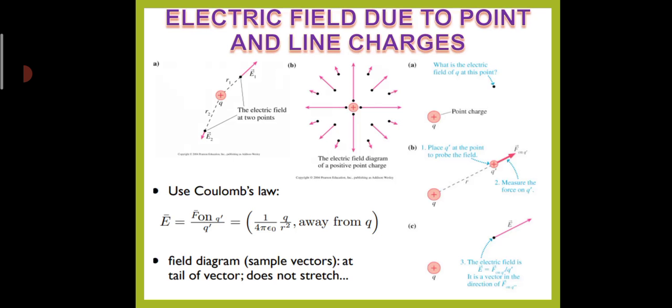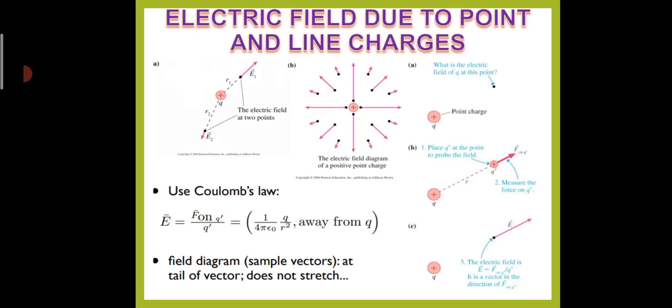Now, some general statements that can be made about electric field lines. Every electric field line begins either at infinity or at a positive source charge. The second one is every electric field line ends either at infinity or at a negative source charge. And the third one is electric field lines never cross each other or themselves.